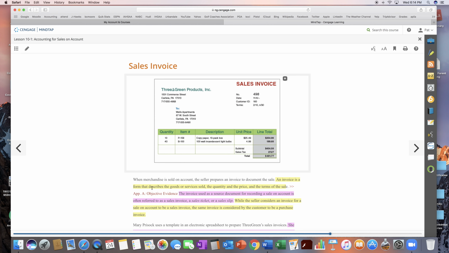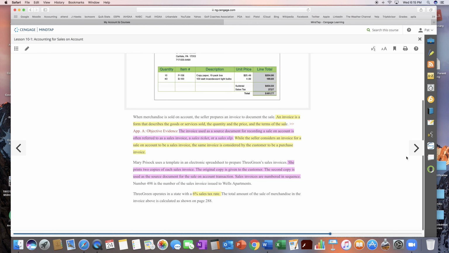So an invoice is a form that describes goods or services sold, the quantity, price, and the items. That's what we're talking about. It can either be a purchase invoice or a sales invoice, depending on what side of the transaction you are in. Sales invoices are also known as sales slips or sales tickets. And this is just another kind of reminder of what I was just talking about. The seller considers an invoice to be a sale on account. If it's a sales invoice, it is considered to be the purchase invoice for the customer.